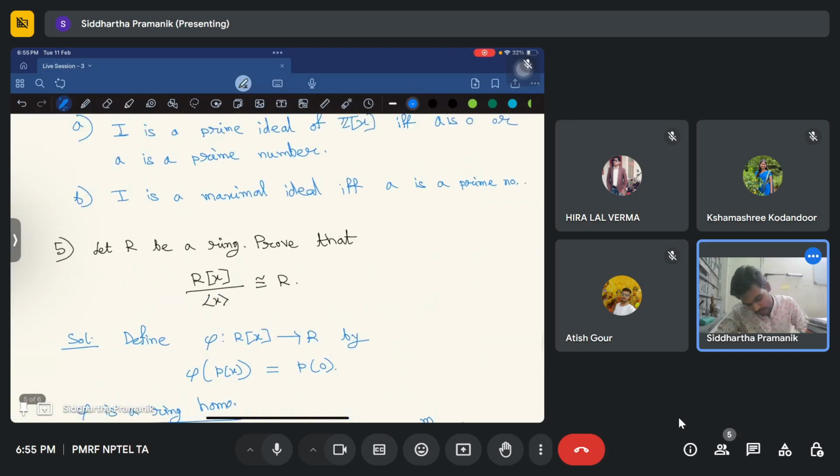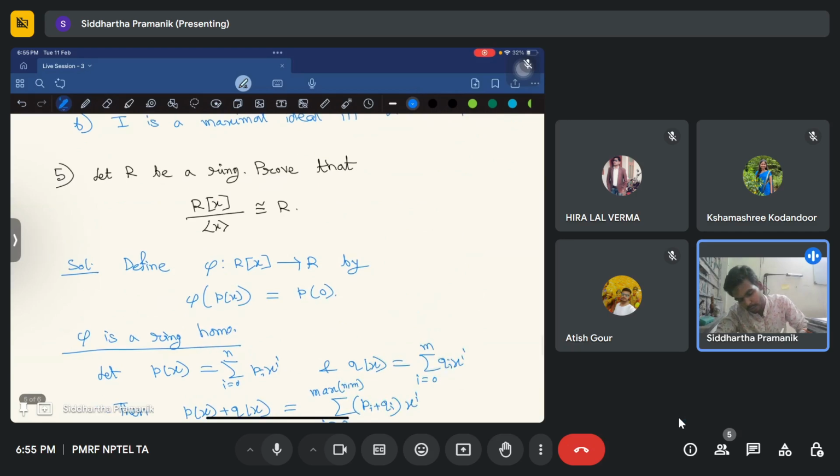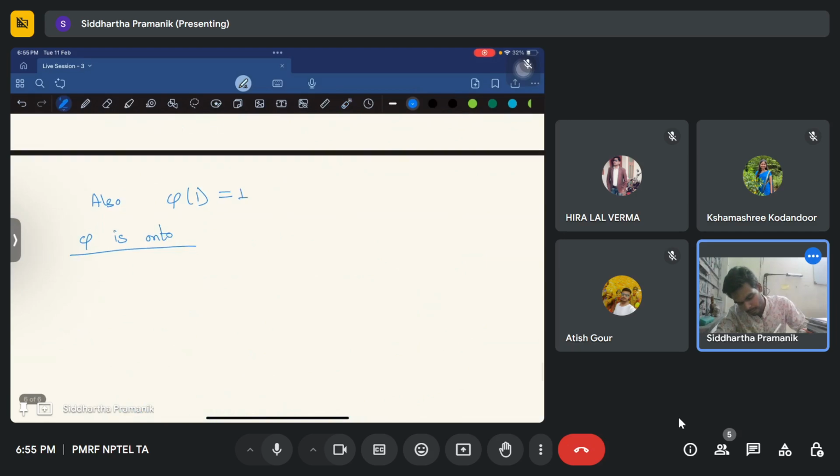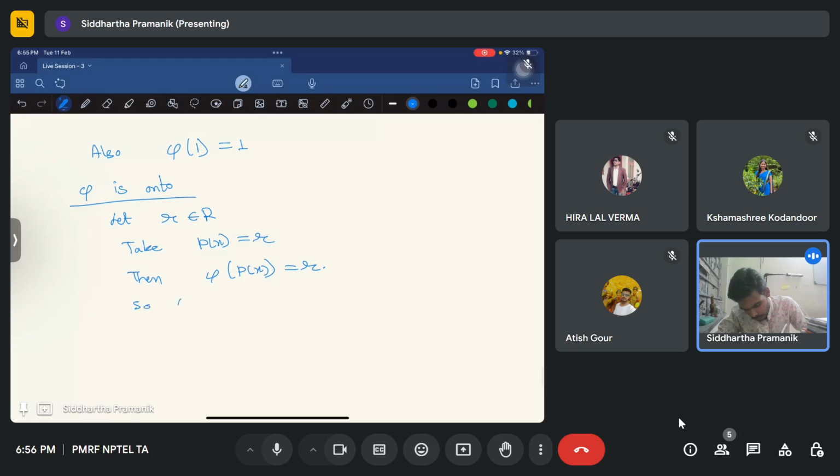Now surjectiveness is also clear. For surjectiveness, what do we need to prove? For every element of R, we need to show a pre-image. So let r belong to R. Then take the constant polynomial r. Then the image of this constant polynomial will be r. It is trivial, nothing to show here. So phi is onto.